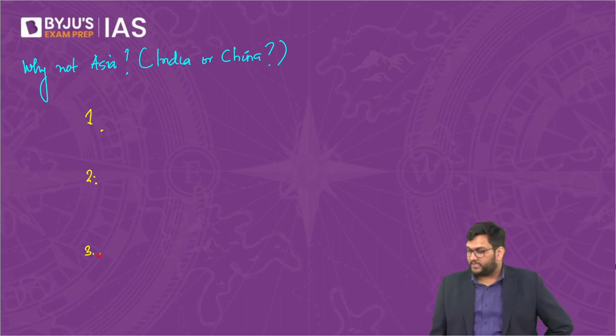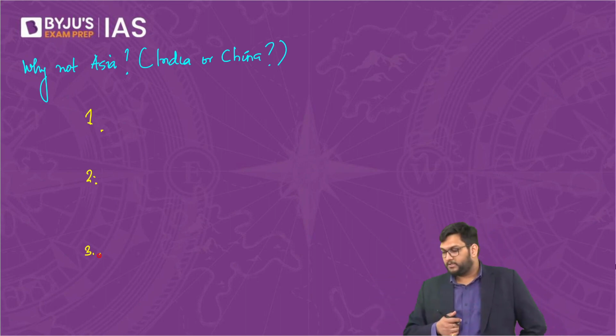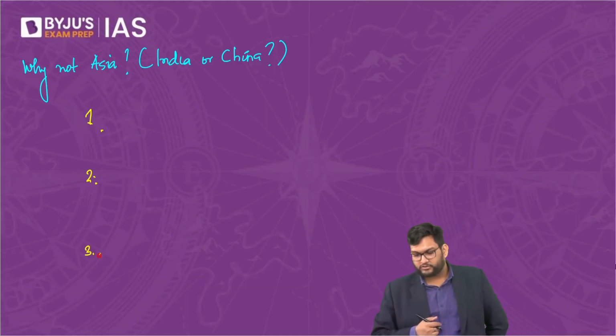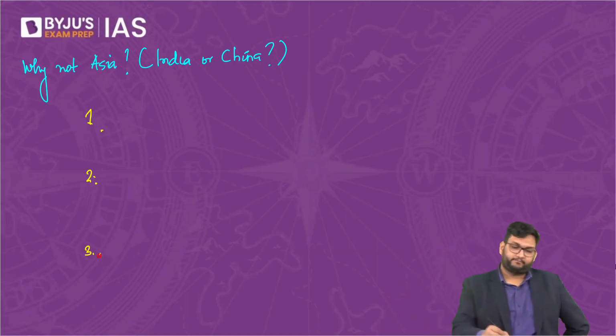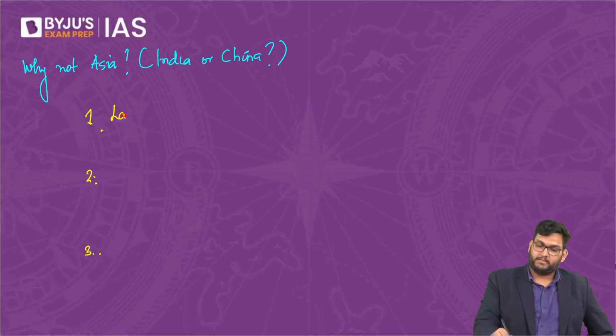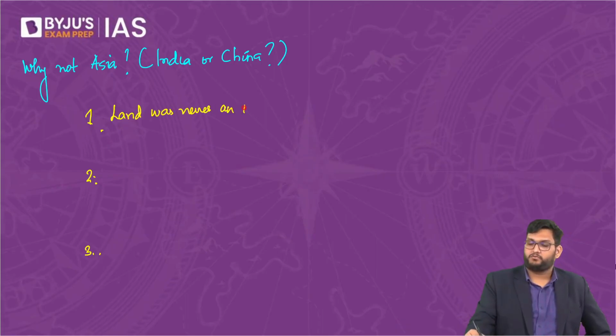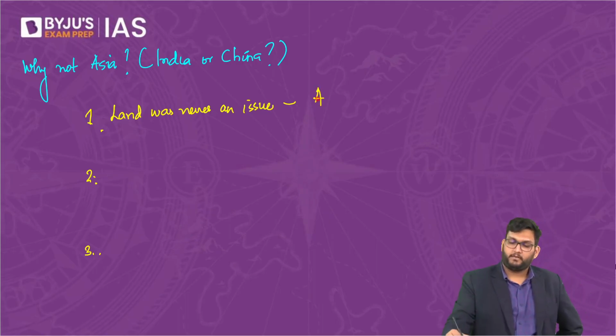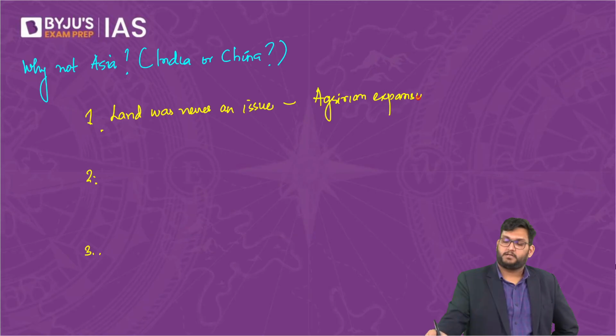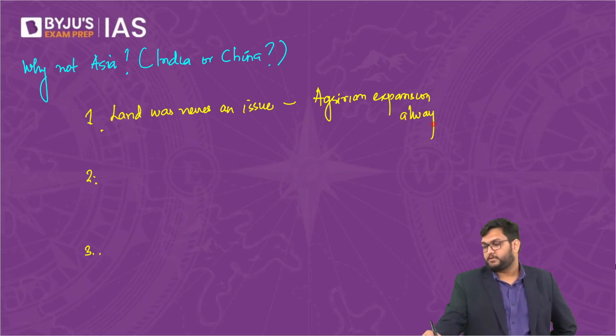Very good, Chaitanya. Abundant land. We have no issue of land. Second, it's not colonial rule. It has nothing to do with colonial rule. See, land was never an issue. Agrarian expansion was always available.